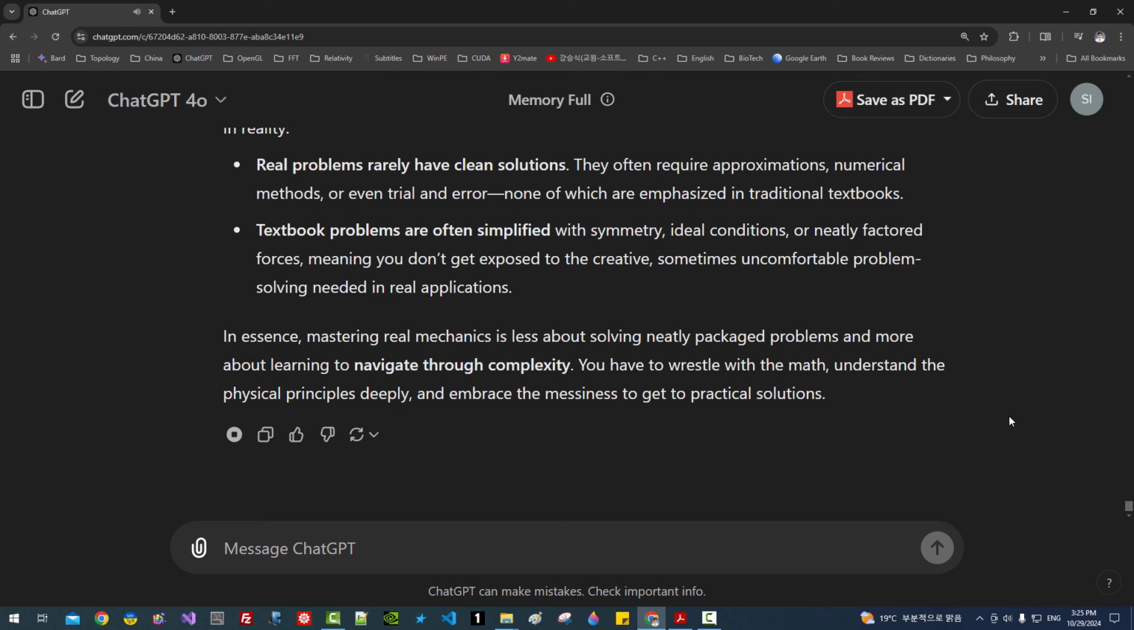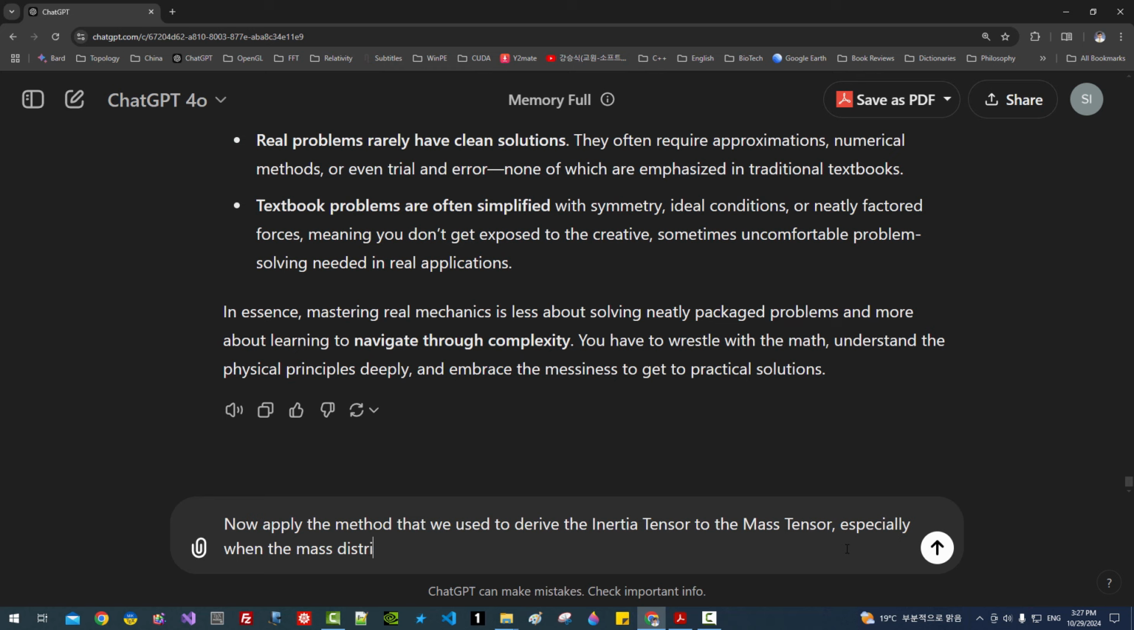In essence, mastering real mechanics is less about solving neatly packaged problems and more about learning to navigate through complexity. You have to wrestle with the math, understand the physical principles deeply, and embrace the messiness to get to practical solutions. Now, apply the method that we use to derive the inertia tensor to the mass tensor, especially when the mass distribution is not uniform, as in fluid dynamics.